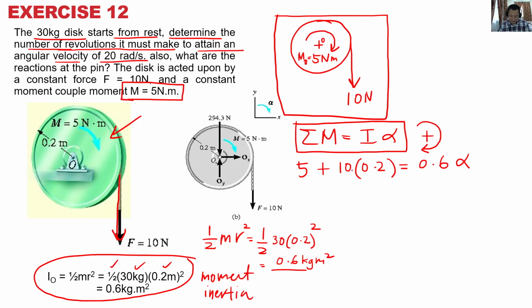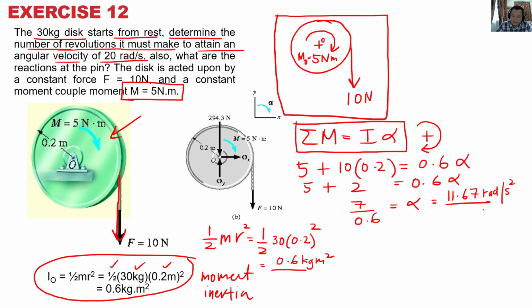So let's punch it in your calculator. How much did you get? 5 plus 10 times 0.2, 7, is equal to 0.6 alpha. So you got 7 divided by 0.6, and you get alpha. What is the answer? 7 divided by 0.6 is 11.67 radian per second squared. This is the angular acceleration.